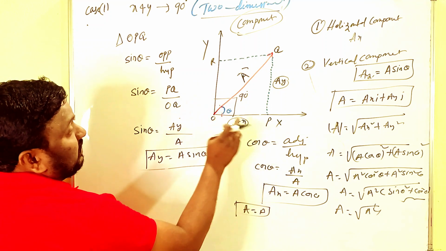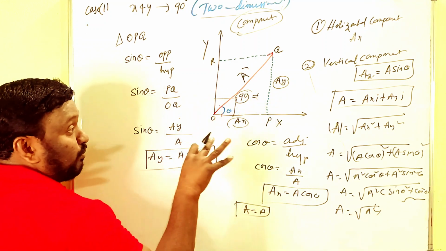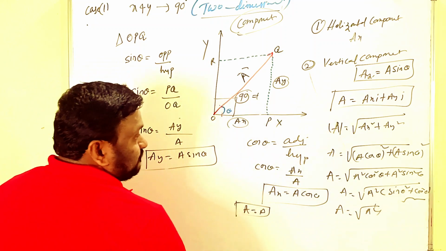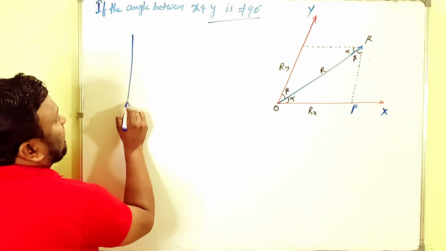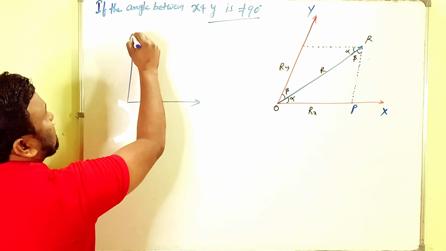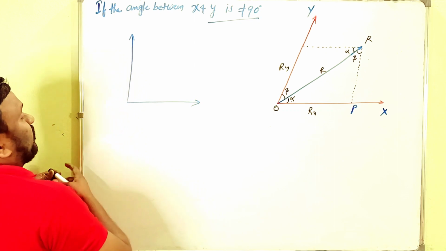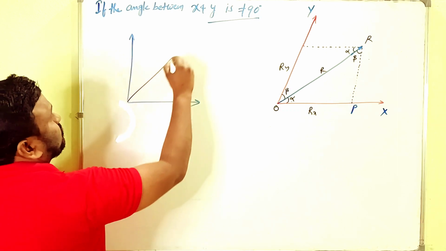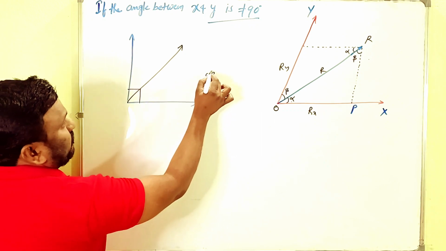In between X and Y, if the angle is not equal to 90 degrees, then how can we write the components? Let's go for that. To recall what we discussed, if the angle between X and Y is 90 degrees, then what we proved, for example, if it is a vector, here how much angle is there? 90 degrees is there. Clear?